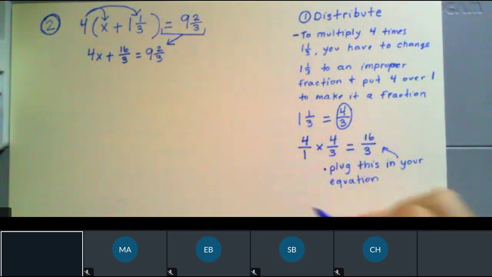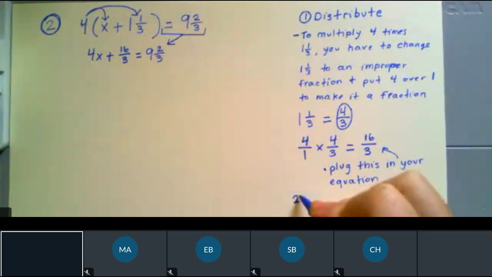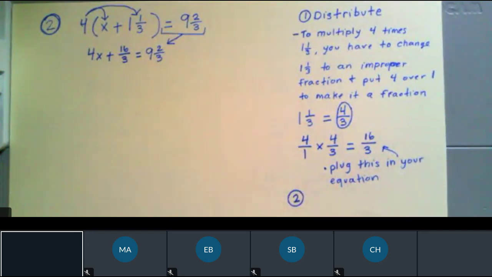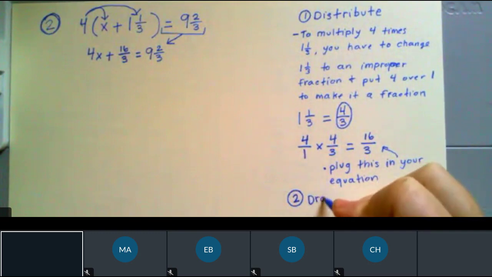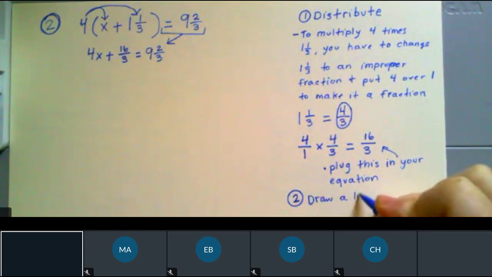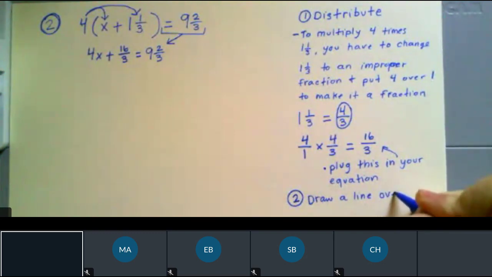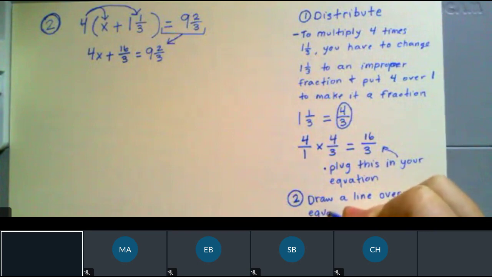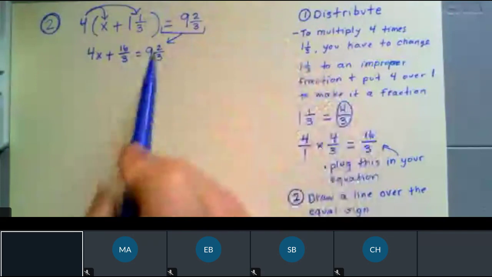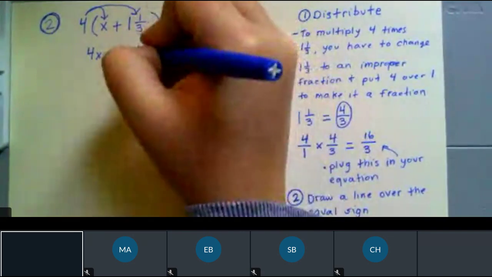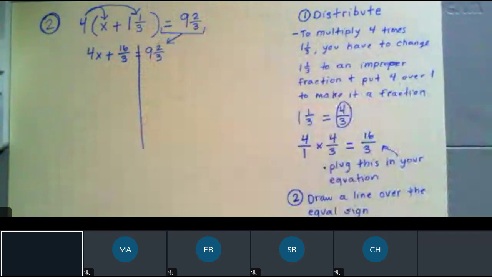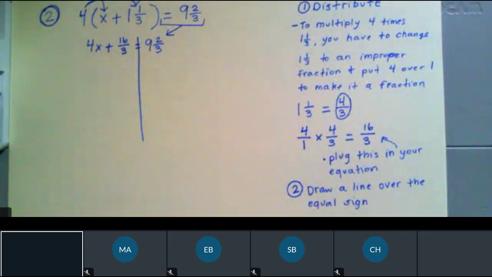All right, somebody tell me, what is step 2? What do we need to do to separate the two sides? Great job, Charlie. Draw a line over the equal sign. So we're going to go up here to our equation and draw our line. Okay, I'm going to scoop my paper up just a little bit.